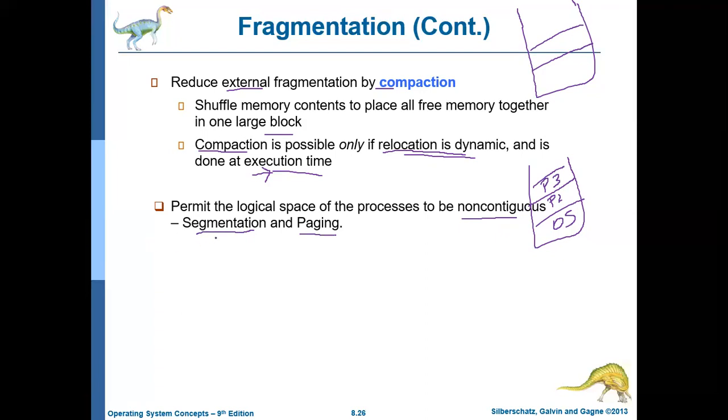Okay. So whatever we are going to discuss next is segmentation and paging. These are one of the solutions for external fragmentation. So one solution for external fragmentation is compaction. Another solution is allowing the process to be non-contiguous, and that is done by two techniques, which are segmentation and paging. Okay, fine. So that's it about this particular topic.